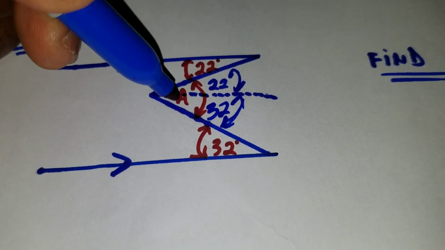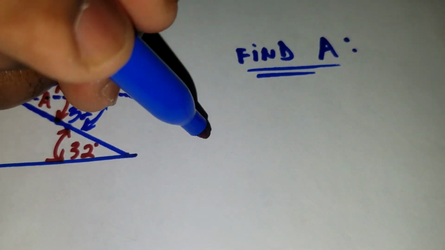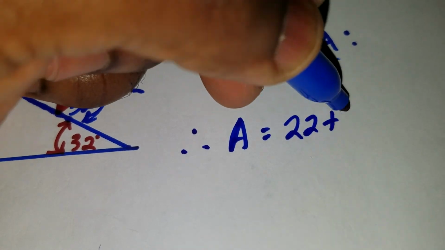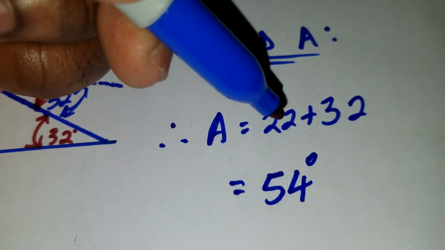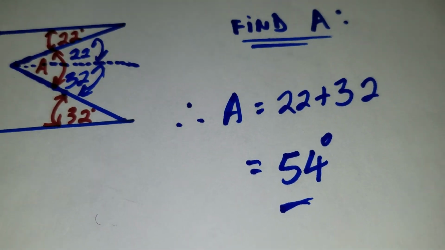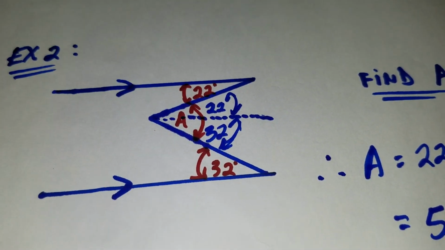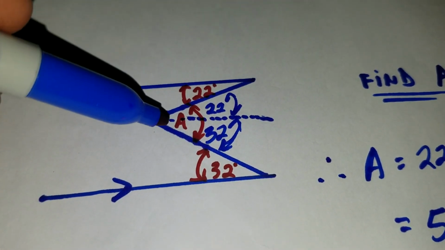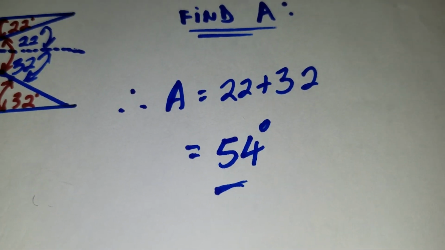And A is composed of both the 22 and the 32. So therefore, angle A must be equal to 22 plus 32. So that will give us 54 degrees. And that is because of the principle that when we have two parallel lines cut by a transversal, alternate angles are equal. So 22 will be alternate to this 22, 32 will be alternate to this 32, and A is made up of 22 and 32, which will give us 54.